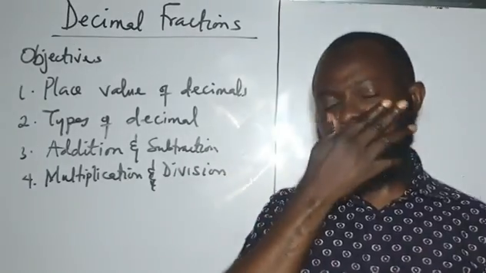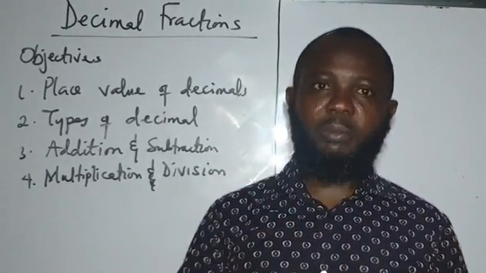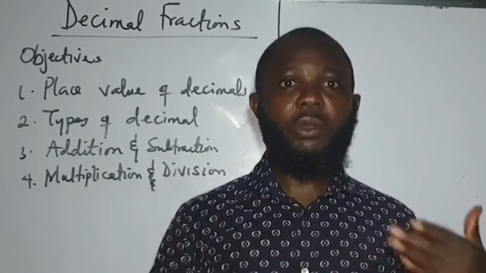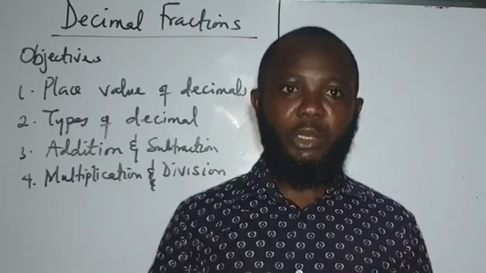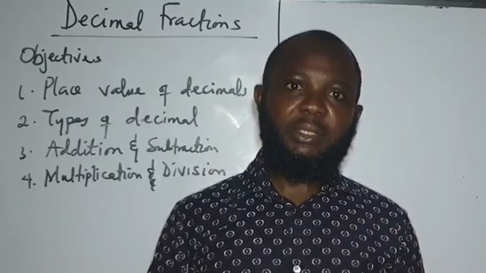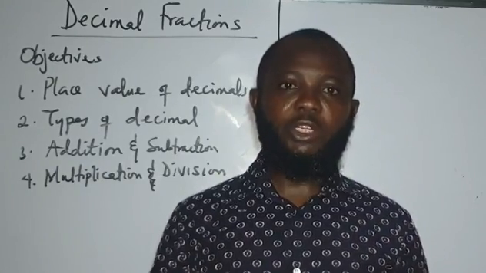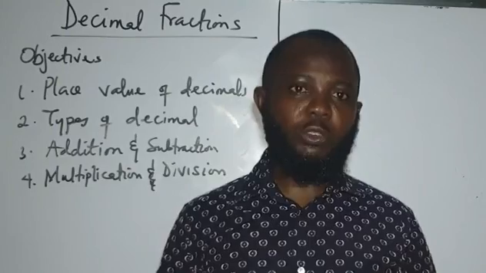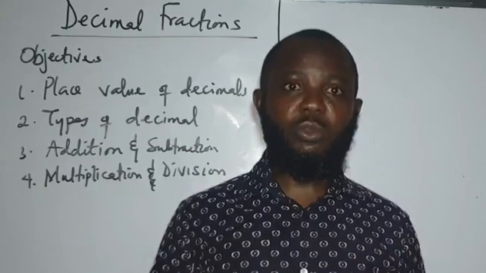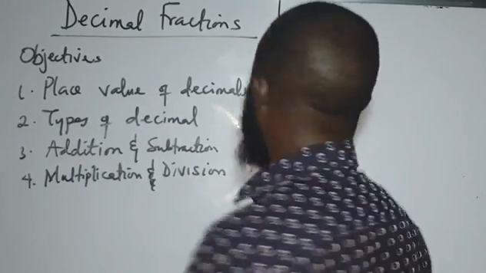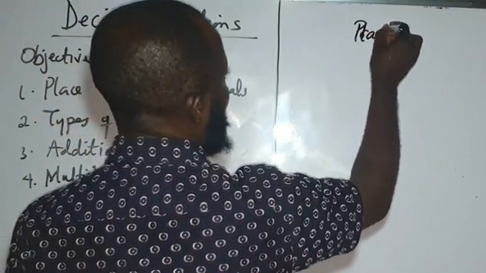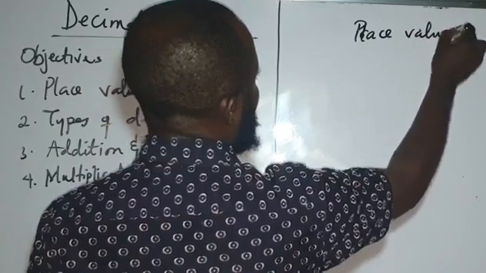Now, when we talk about place value, I think I have to discuss place value. We're looking at the worth of a digit in a number, right? So if that number is not a decimal number, how do you find out the worth or the value of that digit in that number? That's what we want to look at first. So let's look at place value here.